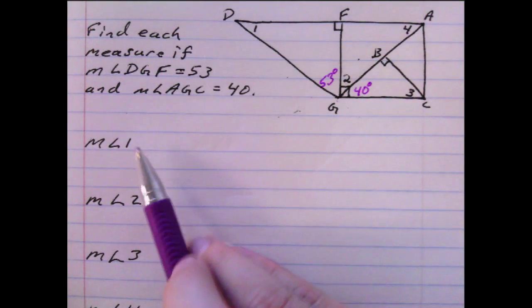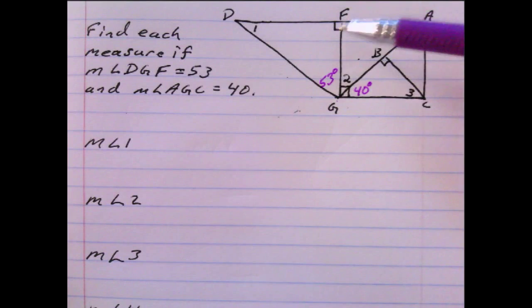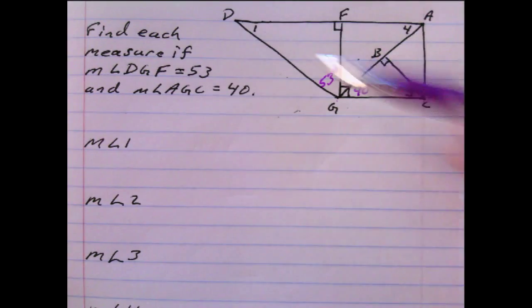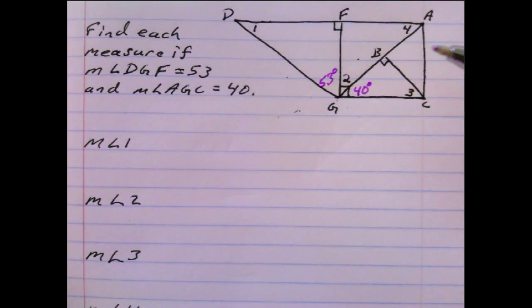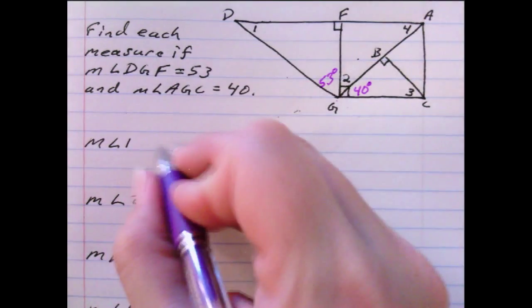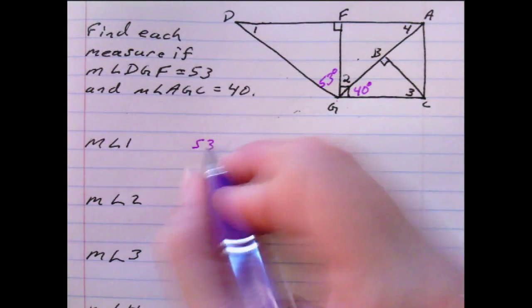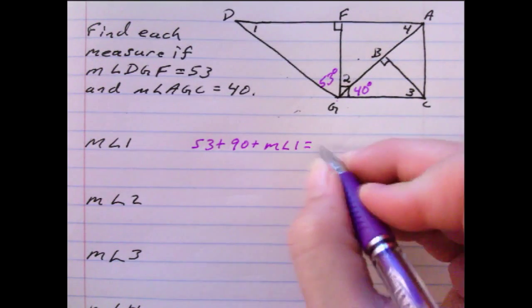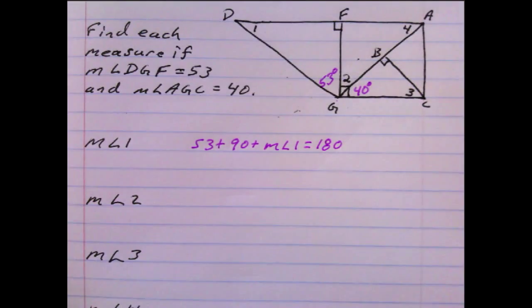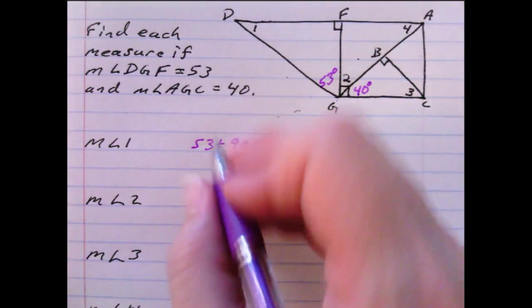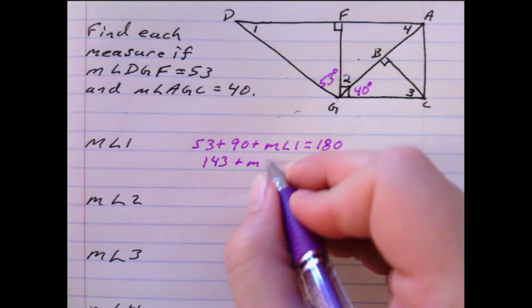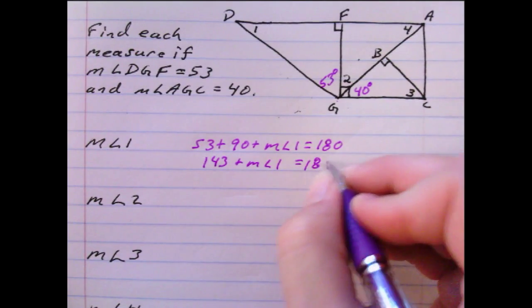So we're going to start with angle 1 again. With angle 1, we have a 90-degree angle here. That little symbol tells us that's 90. We have a 53, and angle 1 is our other interior angle. So we can add those three up. Remember, that's our interior angle sum theorem. So we have 53 plus 90 plus the measure of angle 1 equals 180 degrees. So we're going to add these two together first. So we get 143 plus the measure of angle 1 equals 180.